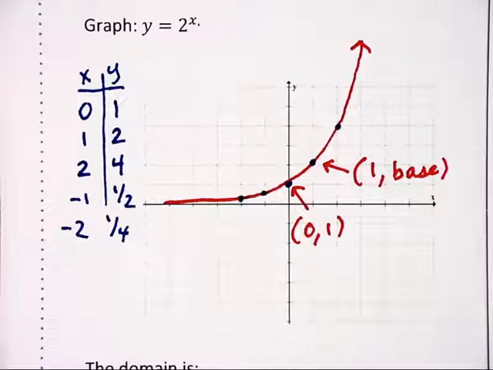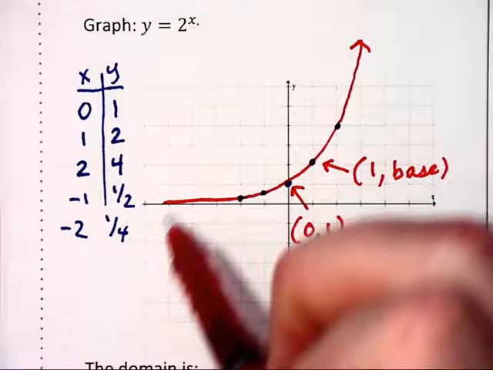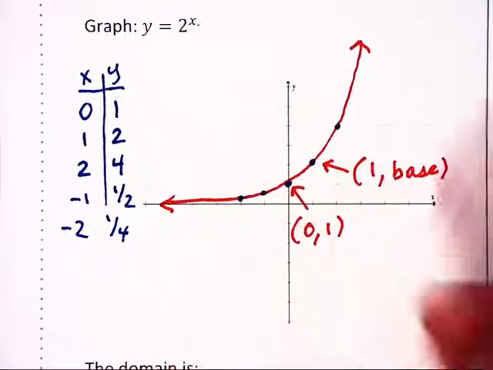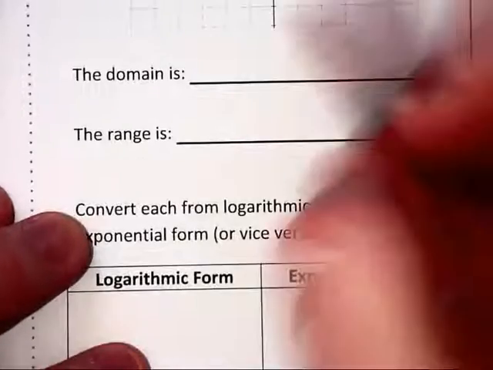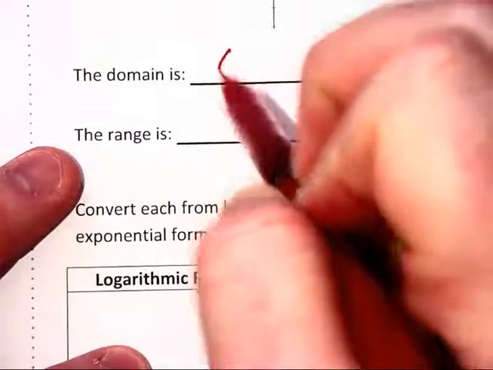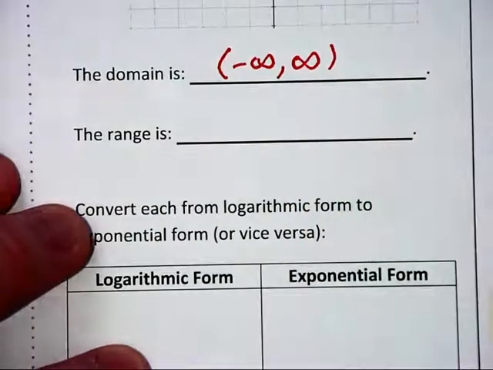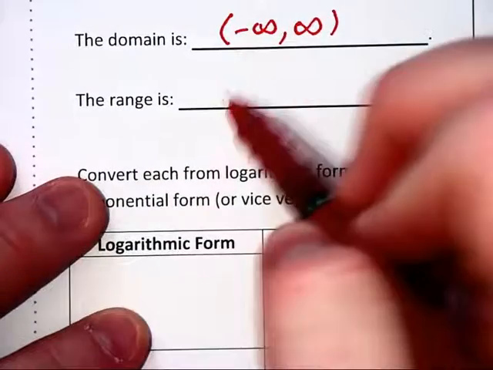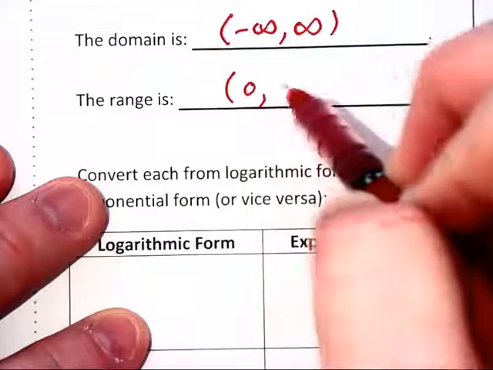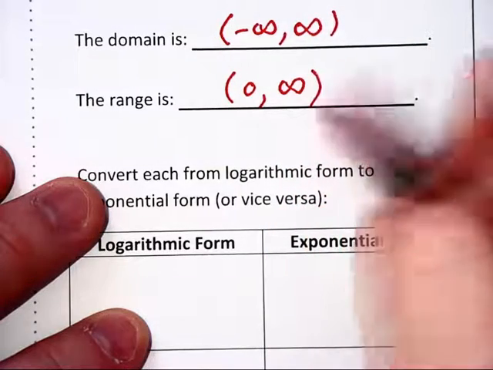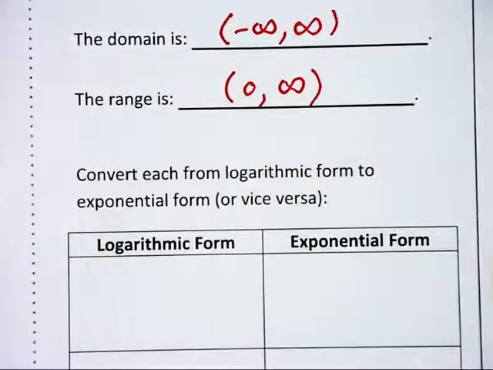Now, looking at this graph, it extends to the left forever and extends to the right forever as it goes upward. So the domain of this graph is from negative infinity to positive infinity, and the graph is entirely above the x-axis, so its range is from 0, which we don't include, on up to infinity. So that's your basic graph of an exponential function.